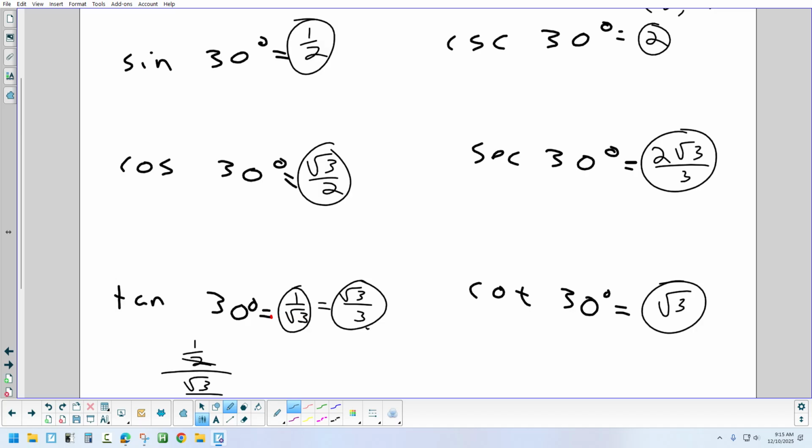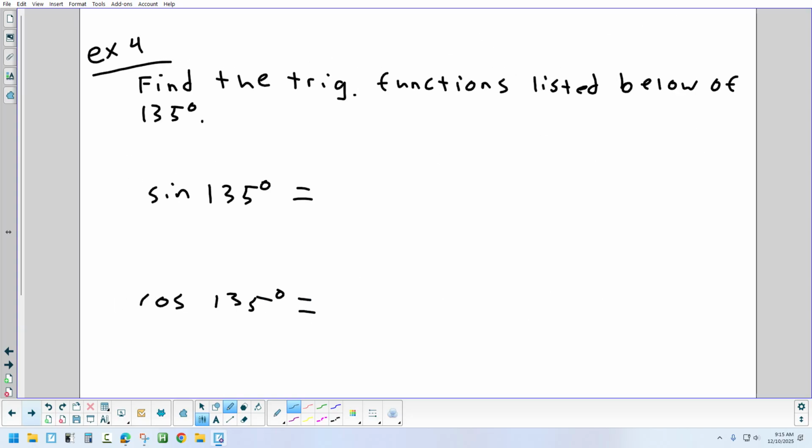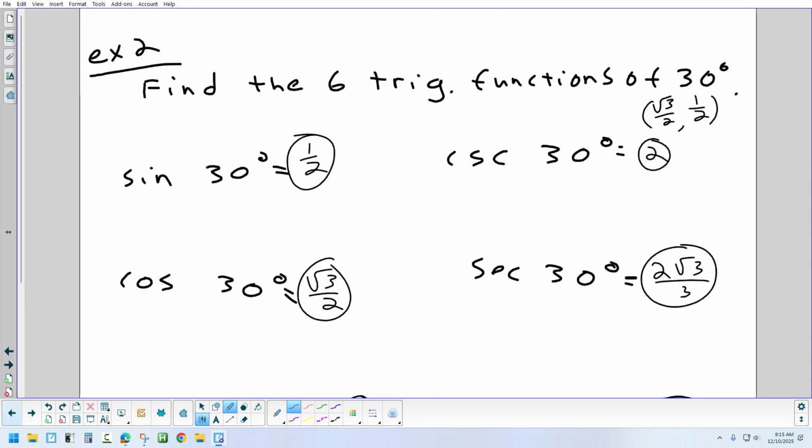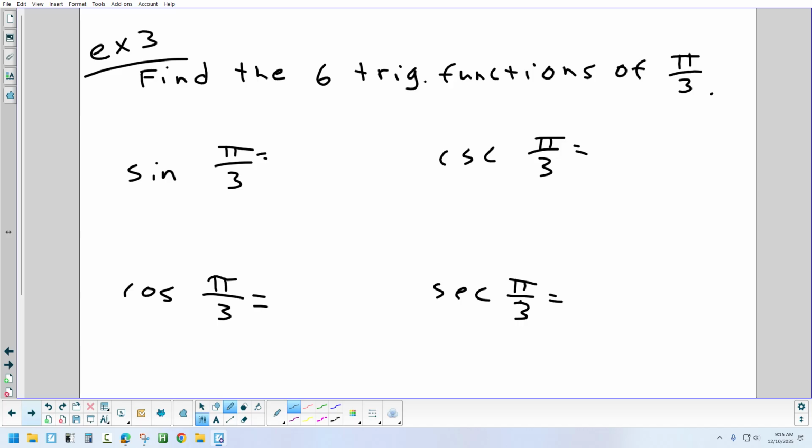Okay, I think we got one more where we do all 6, and then we're going to start just maybe finding some of the trig functions, just sines and cosines and tangents. All right, so we got the 30s and 6 trig functions of pi over 3. What's the coordinate of pi over 3? Yep, 1/2, root 3 over 2.